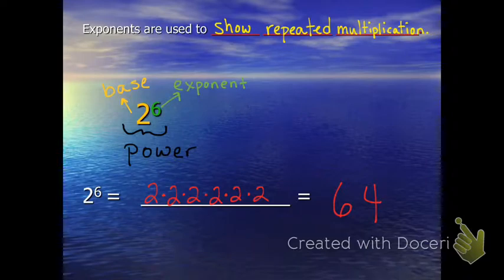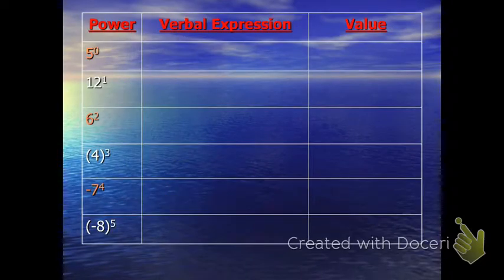All right. So let's move on and make sure you copy this down. Get the words down because the vocabulary is very important. And then we're going to move on to some examples. So we have 3 columns here. The first column is the power, then the verbal expression in the middle, and then the value on the right side.